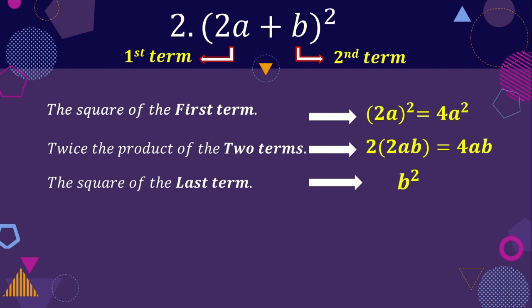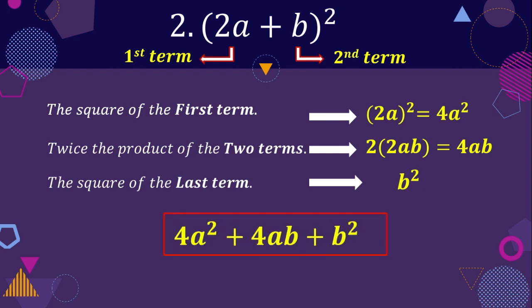After getting all the terms, all you need to do is to combine them and use the operation given. And it is addition. And our final answer is 4a squared plus 4ab plus b squared. It is easy, of course, as long as you have willingness and focus to learn about it. Let us not waste time. Let us proceed to equation number 3.